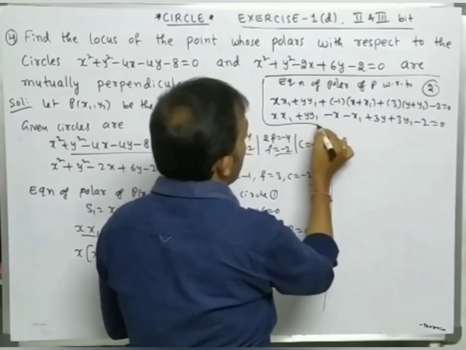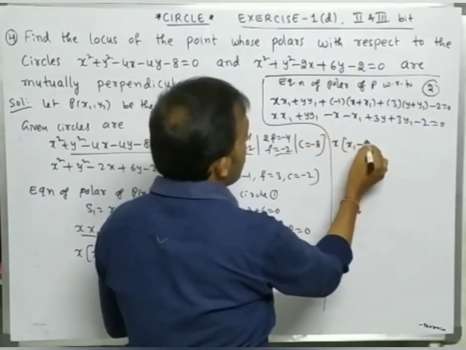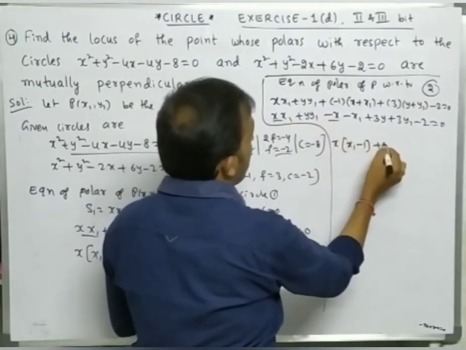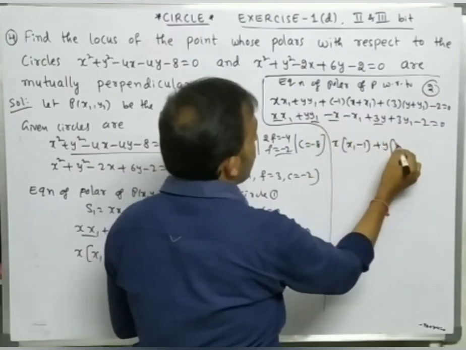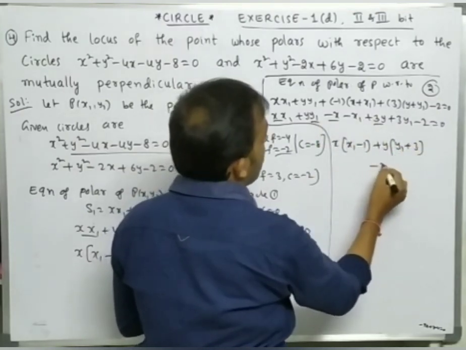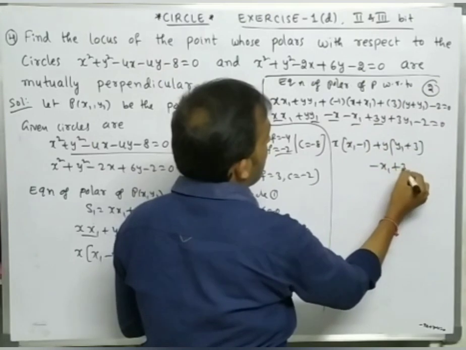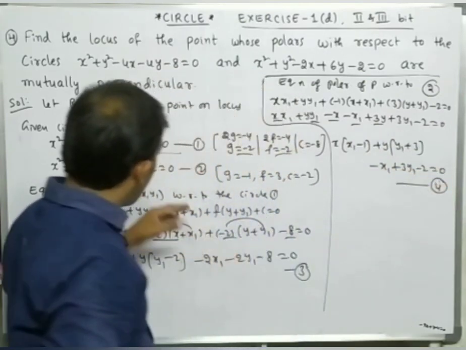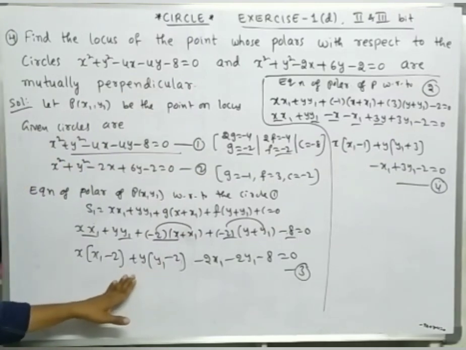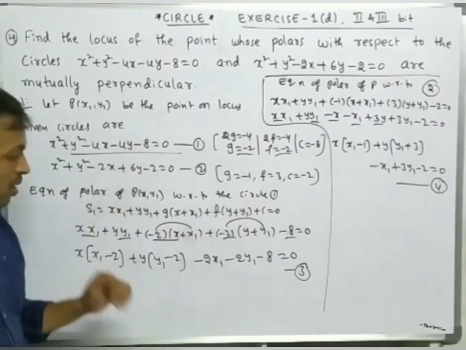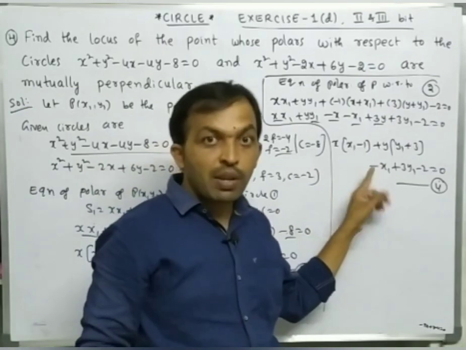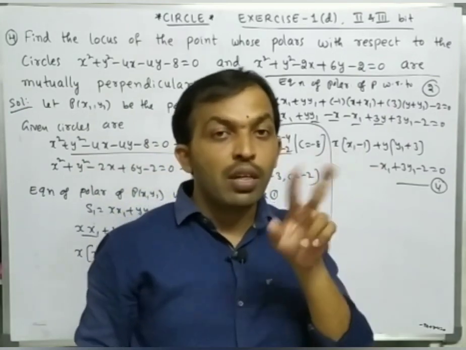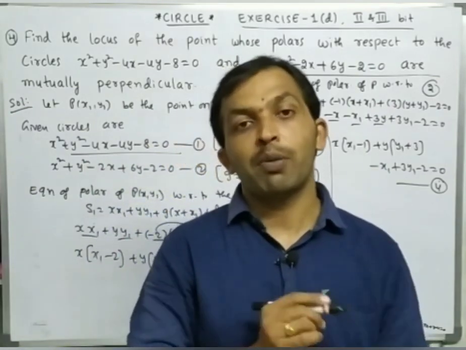X is common, right? So x1 minus 1, y is common in these two, y1 plus 3, minus x1 plus 3y1 minus 2 is equal to 0. This is equation number 4. So this is the polar equation for circle 1, and this is the polar equation for circle 2. It is given that these two polars are mutually perpendicular.